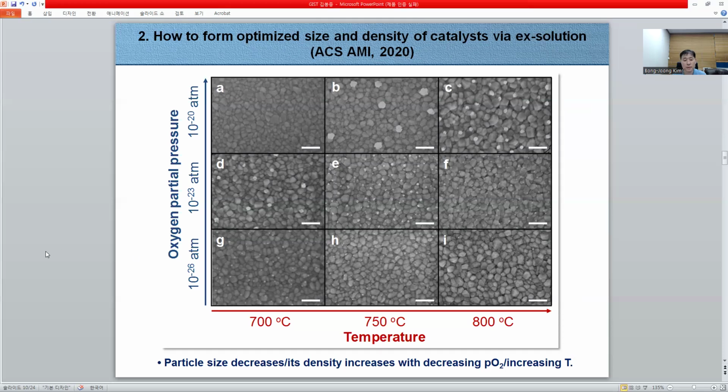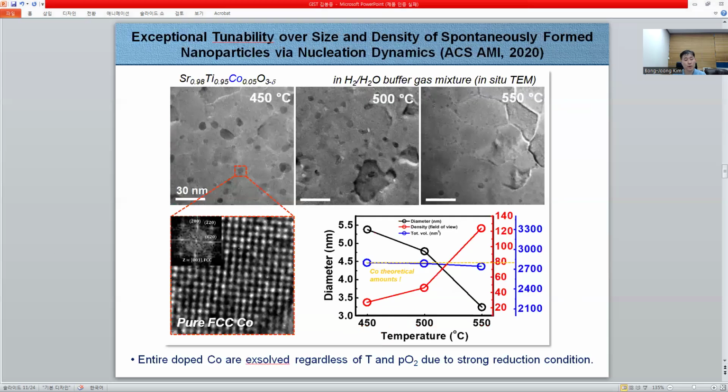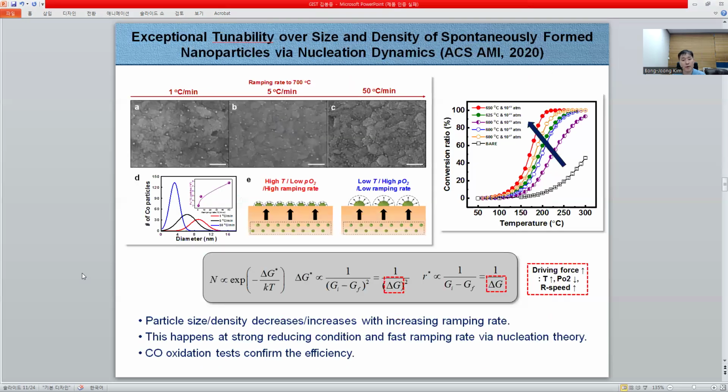Such conditions increase reducibility. Using in situ TEM, we further confirmed that the exsolved particle size decreases and its density increases, as observed in the TEM images taken from recorded videos. We also applied another parameter, temperature ramping speed, to control the size and density of exsolved particles. As you can see in the series of SEM images, the particle size decreases and its density increases with increasing ramping speed.